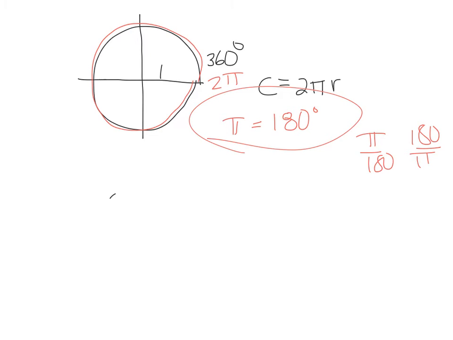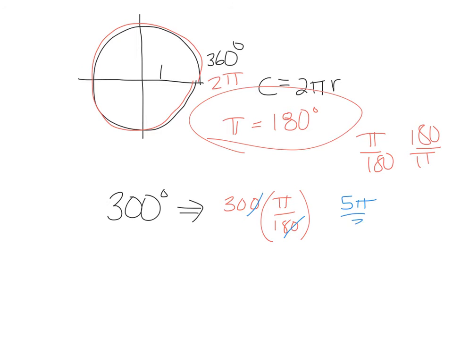So if I have 300 degrees and I want to convert that to radians in terms of pi, what I'm going to do is multiply 300 times pi over 180. And you're going to want to reduce. So I'm going to reduce 300 divided by 180, which gives me 30/18, which reduces to, I can divide both of those by 6, so it's 5 pi over 3.